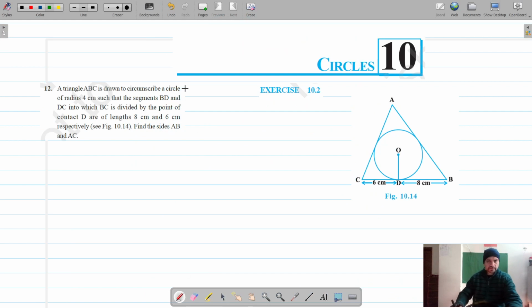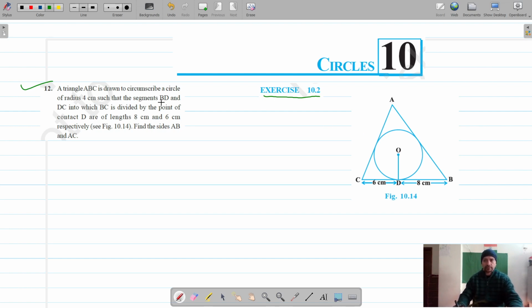Welcome to Prism Science Academy classes once again, and we are on to question number 12 of exercise 10.2. Says that triangle ABC is drawn to circumscribe a circle. Okay. So there's a triangle ABC and it's drawn to circumscribe a circle, that is, it's touching the circle, all of its 3 sides are touching the circle.